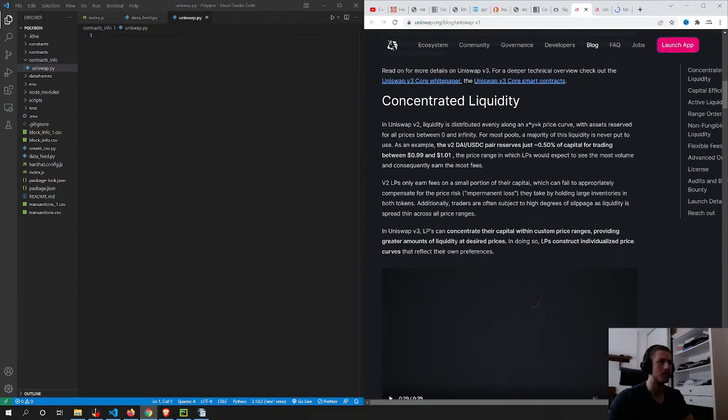Nice. Concentrated liquidity. In Uniswap V2, liquidity is distributed evenly along an XY price curve, with assets reserved for all prices between 0 and infinity. In most pools, a majority of this liquidity is never put to use. As an example, the V2 DAI USDC pair reserves just 0.5% of capital for trading between 0.999 and 1.1, the price range in which LPs would expect to see the most volume and consequently earn the most fees.